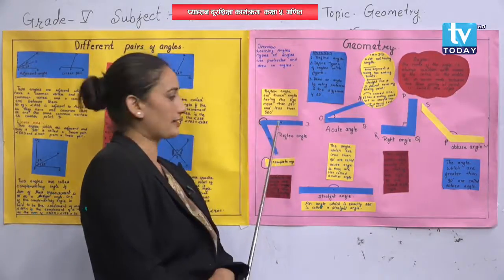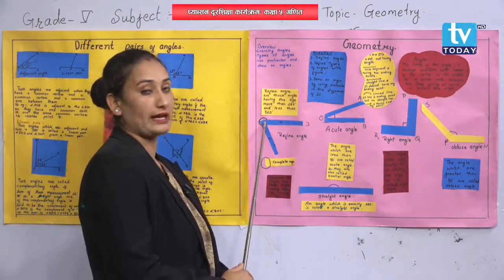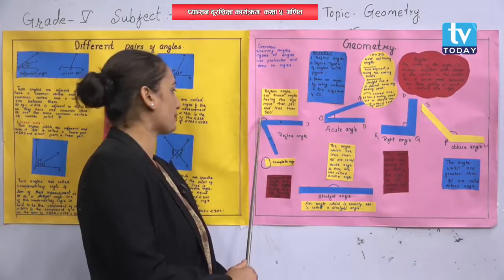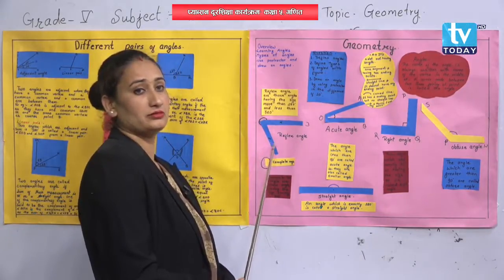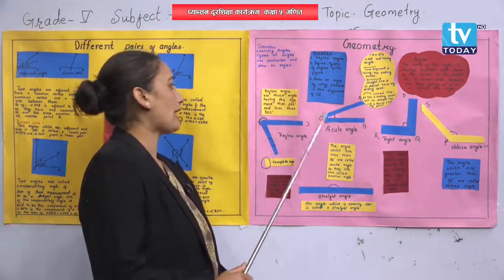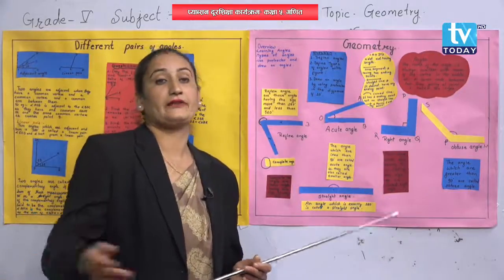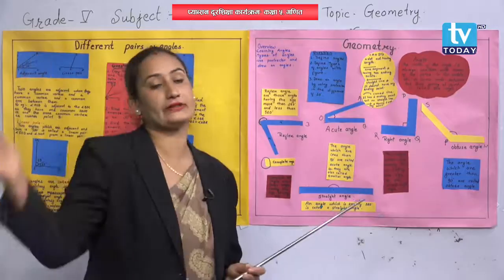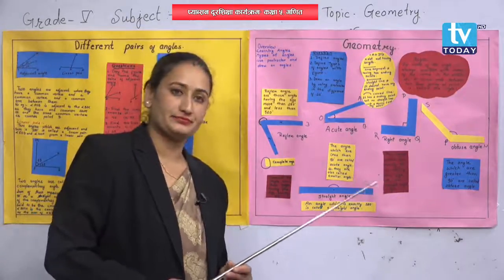See here, a reflex angle. If I make it straight over here, then it becomes a straight angle, right? If it is coming from here and bends its body, then what will happen? We call it a reflex angle. So those angles having a size more than 180 degrees, if the size is more than 180 degrees, then we call it a reflex angle.